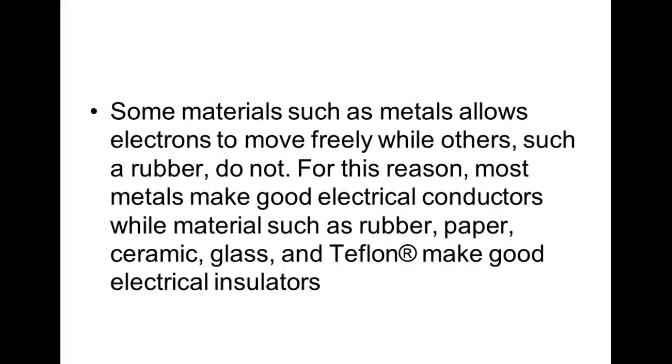Some materials such as metals allow electrons to move freely, while others such as rubbers do not. For these reasons, most metals make good electrical conductors. We didn't say all. We said most make pretty good electrical conductors. And then we have other materials that make good what we call insulators. These are rubber, paper, ceramic, Teflon. There are all types of things that we call insulators.